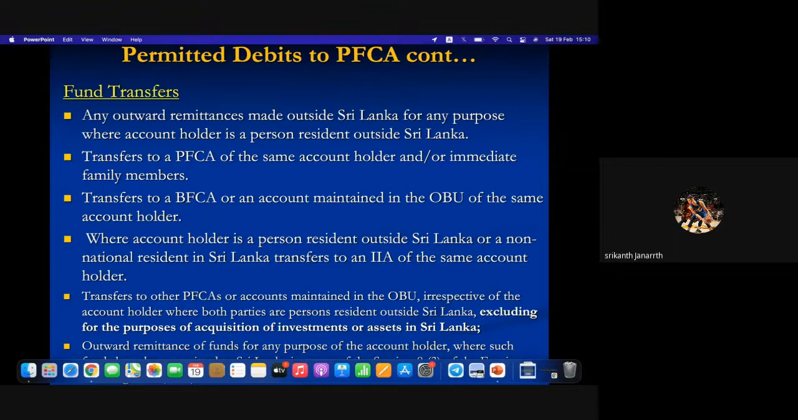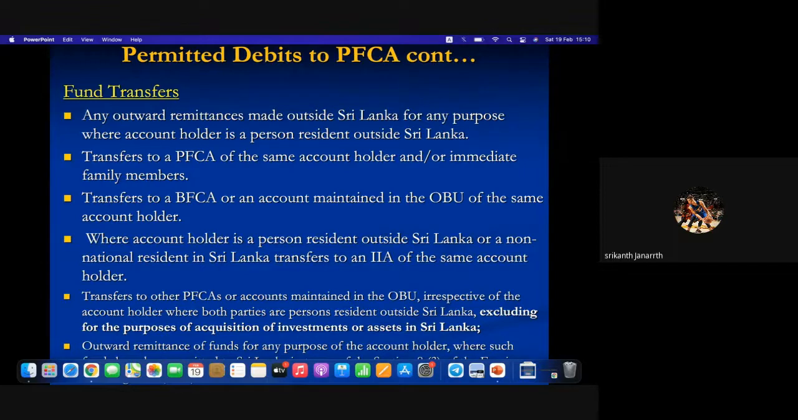Same way, I can transfer to an immediate family member. I can transfer to my wife's account. So from my account, I can transfer to my wife's account, and it is going to be a debit to my account. I can transfer to my immediate family member, my son's account, my parents' account. Okay, those are all permitted, right? PFC account holder, immediate family member, right? Transfer to the BFCA account maintained by the same account holder. Yes, we learned that, right?